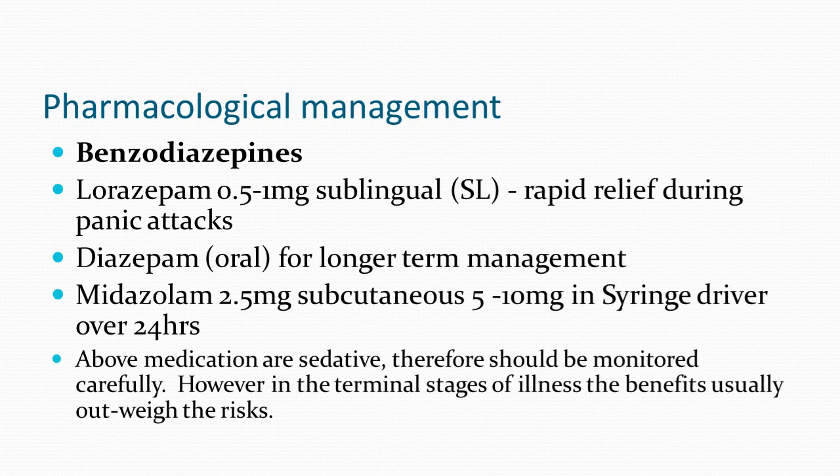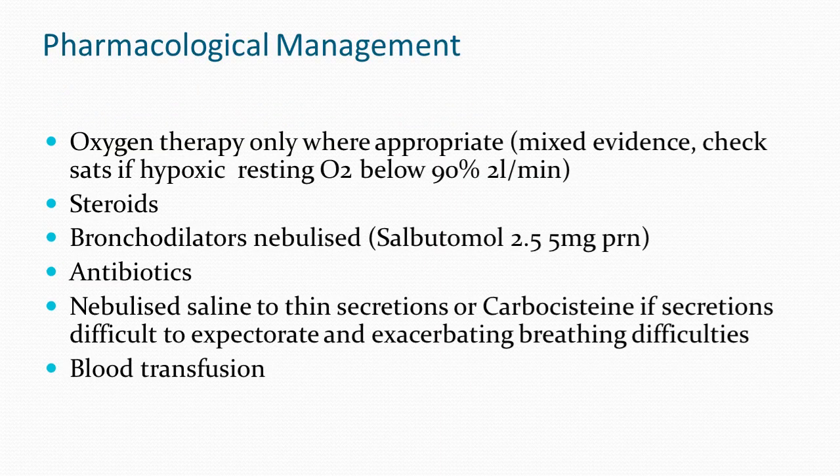Likewise benzodiazepines can be given, but should be given cautiously in relation to underlying lung disease, as they can sometimes aggravate difficulty in breathing as well. Oxygen therapy only when appropriate. The evidence is mixed, so check saturation. Steroids can be given in COPD and asthma. Bronchodilators and antibiotics can be used. Nebulized saline is also very effective in loosening the secretions, and if the patient is anemic, then blood transfusion can help.